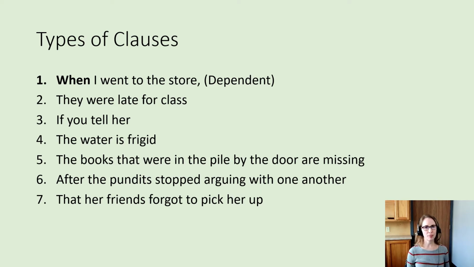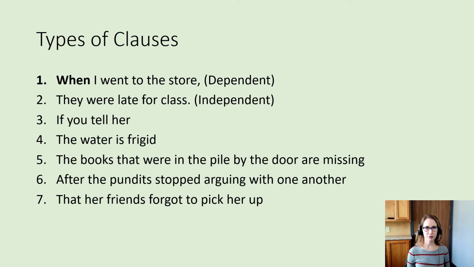Now, number two, "they were late for class." There's no subordinating word at the beginning. We just have that subject, "they," and we have that verb and that complete predicate. And so that's going to be an independent clause. In other words, it can stand alone as a complete sentence.